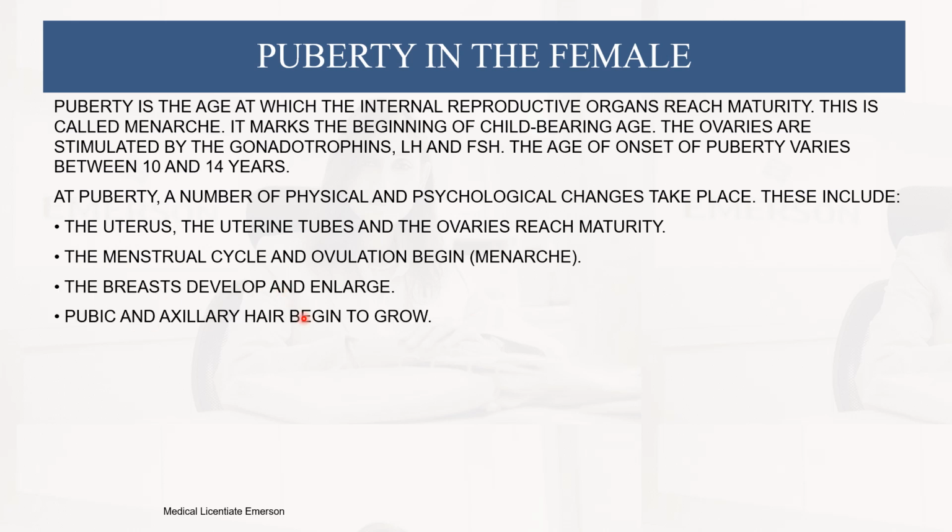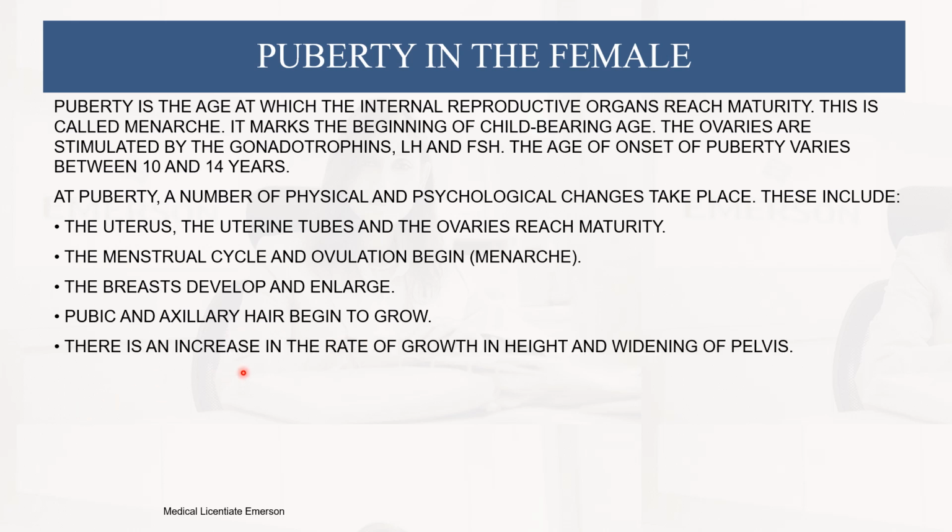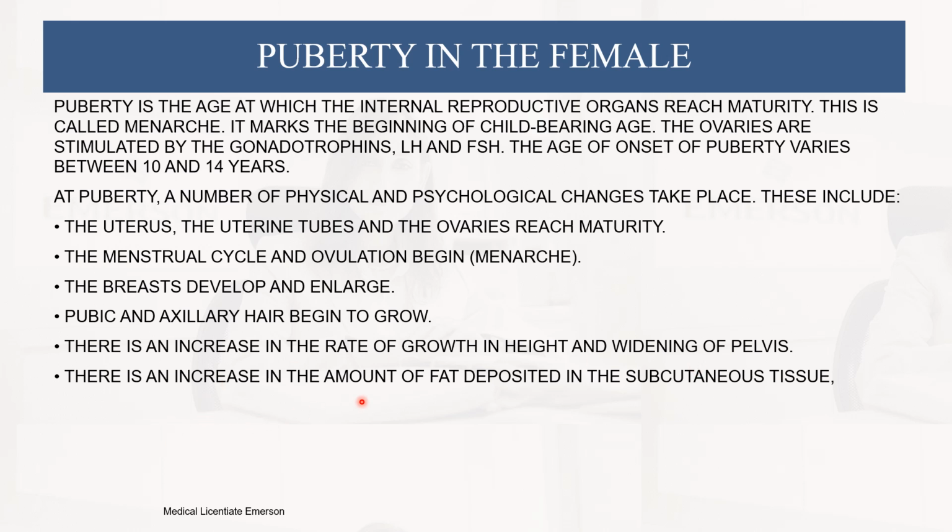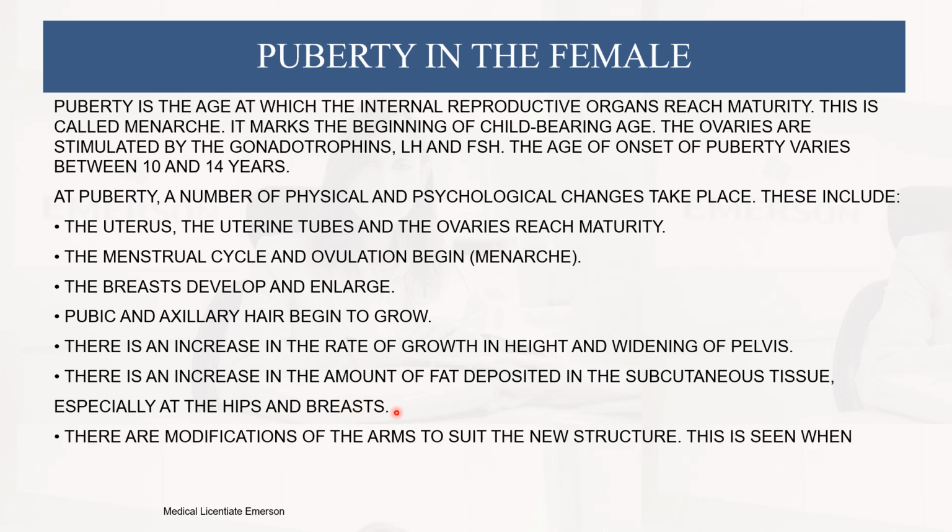Then the breasts develop and enlarge. Pubic and axillary hair begins to grow. There is an increase in the rate of growth in height and widening of the pelvis. There is an increase in the amount of fat deposited in the subcutaneous tissue, especially at the hips and the breasts. That's why women tend to have hips during and after puberty, and of course there's enlargement of the breasts as well. Then there are modifications of the arms to suit the new structures. This is seen when one is standing in an anatomical position.